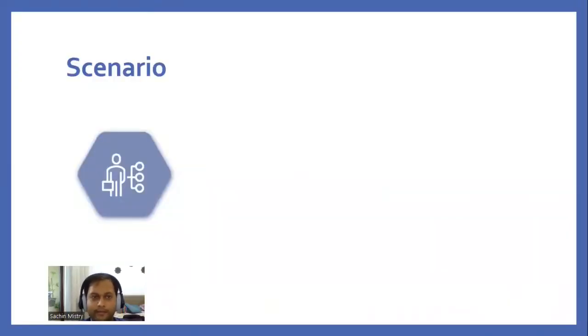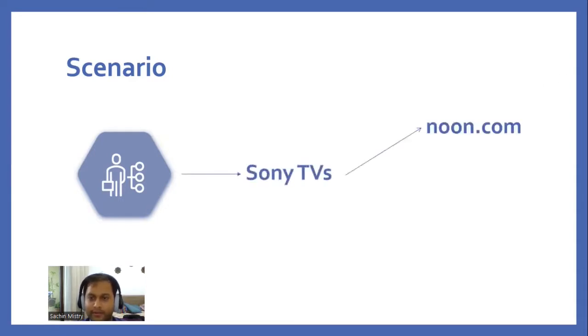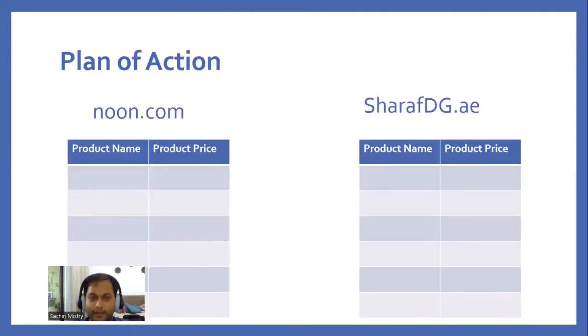Hello everyone. In our last video, we looked into a business scenario where we used a web scraping method with a Google Chrome extension to scrape data from two e-commerce websites, namely for Sony TVs, from noon.com and sharafgg.ae. We scraped the product name and the product price from both the websites.